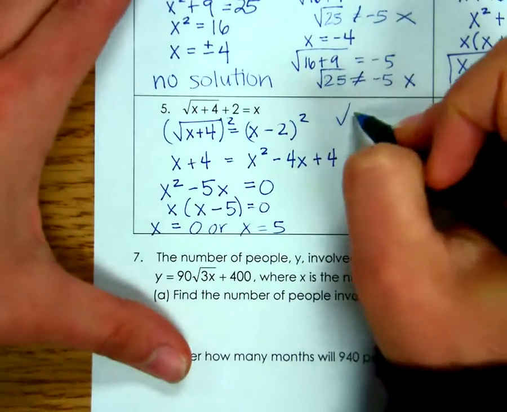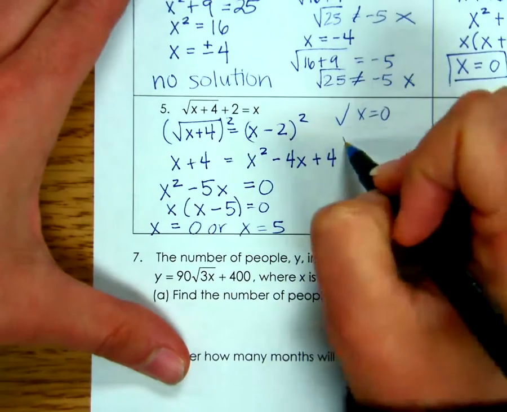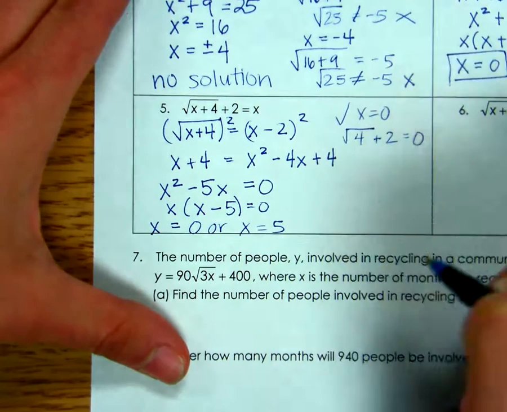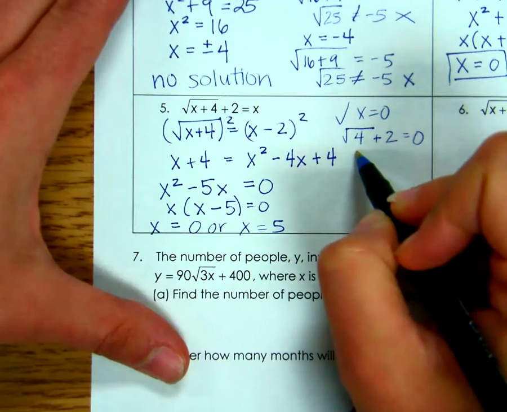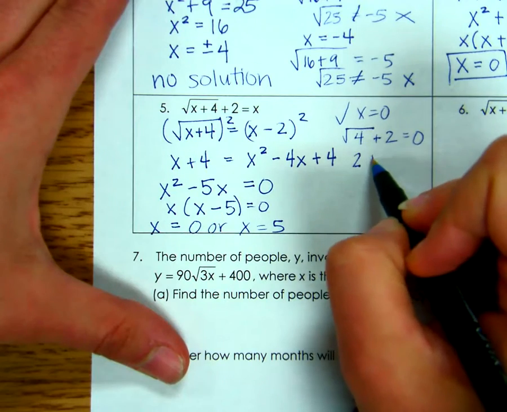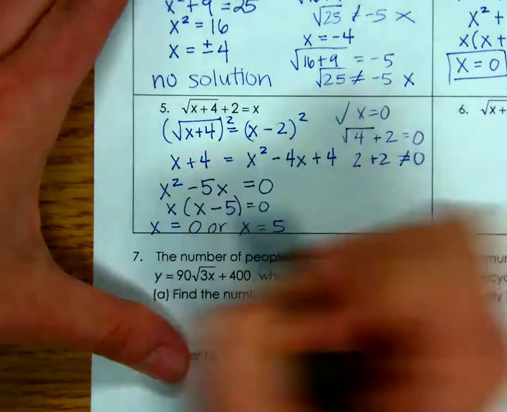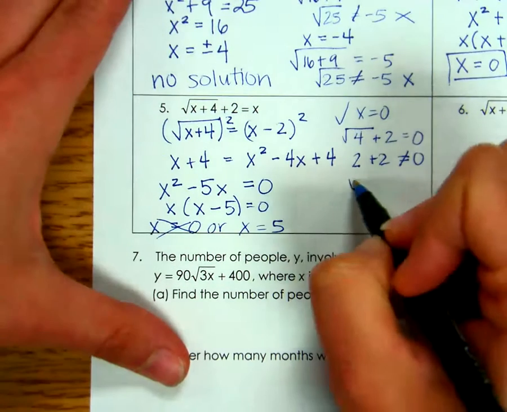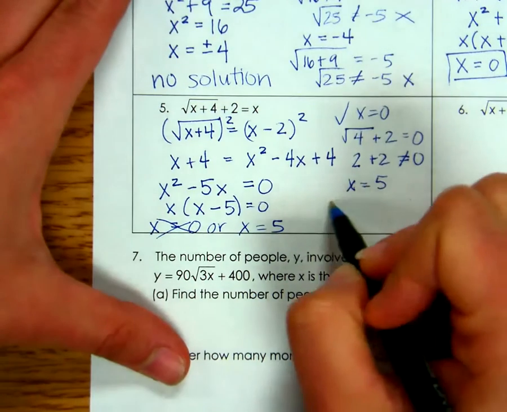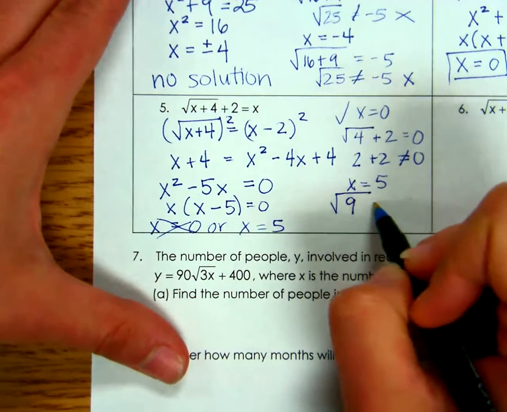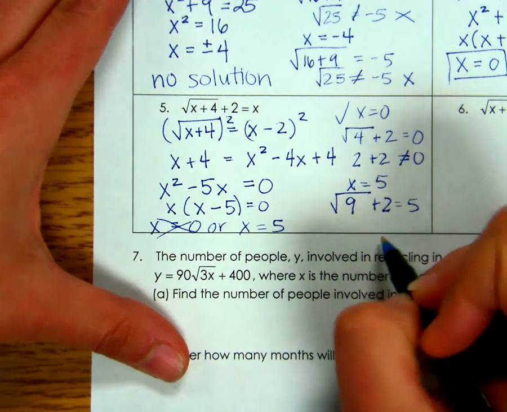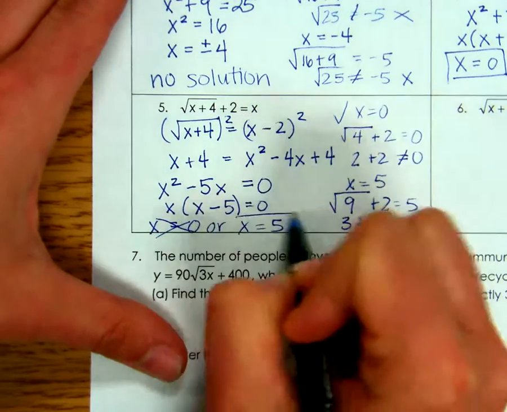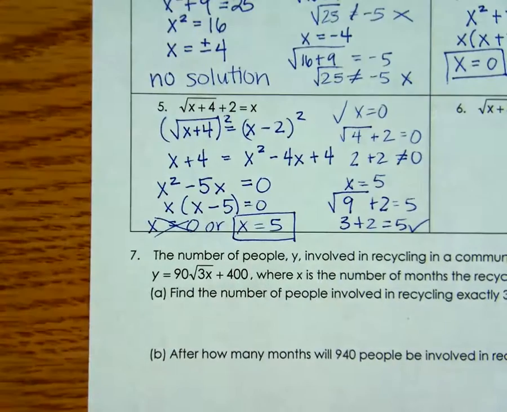So let's check it. If x equals 0, the square root of 0 plus 4 is 4 plus 2 equals 0. Square root of 4 is 2. 2 plus 2 does not equal 0. So 0 is not a solution. It's an extraneous solution. We check for x equals 5. Square root of 5 plus 4 is the square root of 9 plus 2. Does that equal 5? Square root of 9 is 3. 3 plus 2 equals 5 is true. Our valid solution is x equals 5.